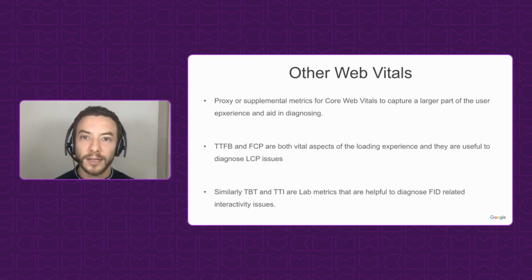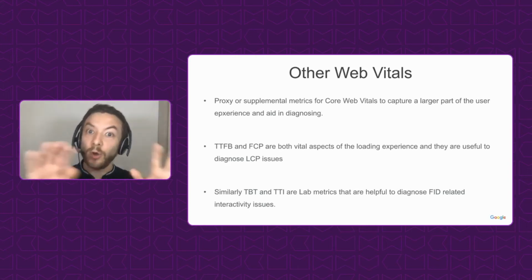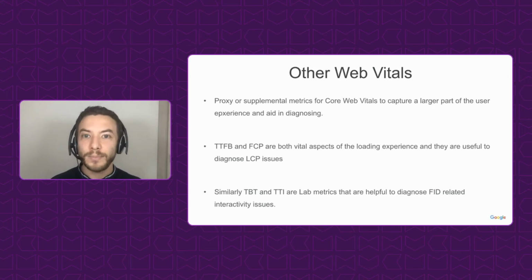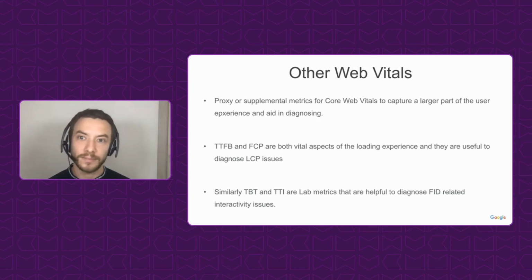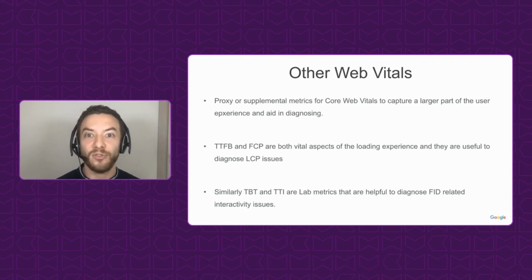Of course, there are other metrics that are important, and we summarize some of them as other web vitals. You can consider other web vitals that are non-core as metrics that help you diagnose and troubleshoot issues on the core web vitals. One example is the metrics that we discussed before, I mean TTFB and FCP. Both metrics are vital aspects of a loading experience, and they may be useful for you in order to diagnose and troubleshoot LCP-related core web vitals metrics issues.